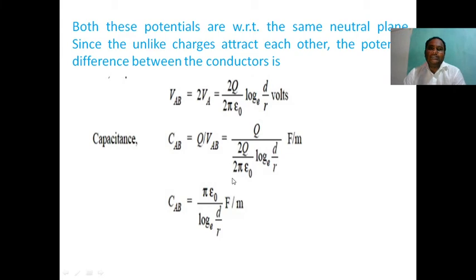But what is the capacitance formula? The capacitance formula is charge per unit voltage. So charge Q, voltage VAB, substitute the VAB value. Q and Q get cancelled, CAB becomes pi epsilon naught by log base e D by R farad per meter. This is the calculation for capacitance of a single phase transmission line.